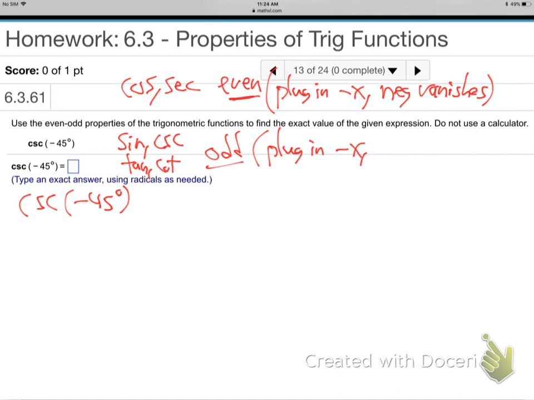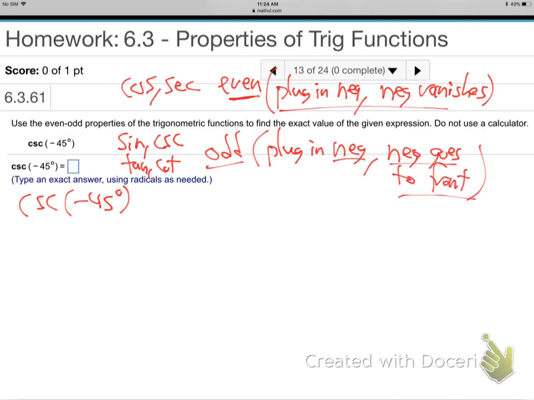That final exam's coming. Plug in, so odd functions mean if you plug in a negative, plug in, well, I shouldn't say negative x. Plug in negative. Just plug in negative. And the negative vanishes for even. If you plug in negative to odd, negative goes to the front. It doesn't vanish for odd, but it goes to the front. Okay, so what am I talking about?